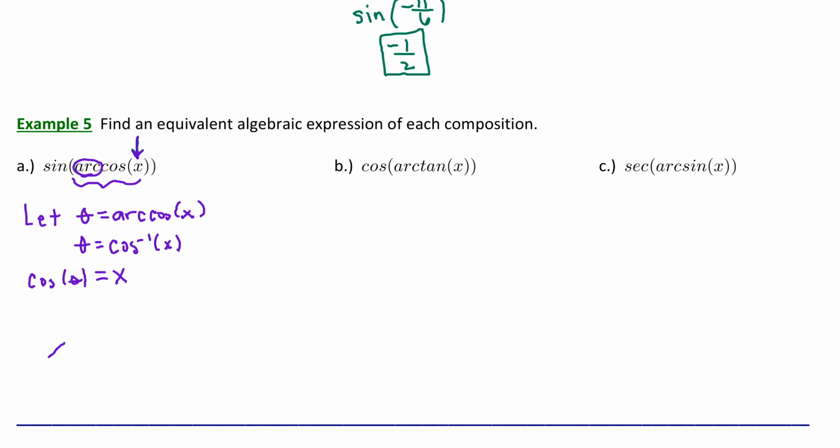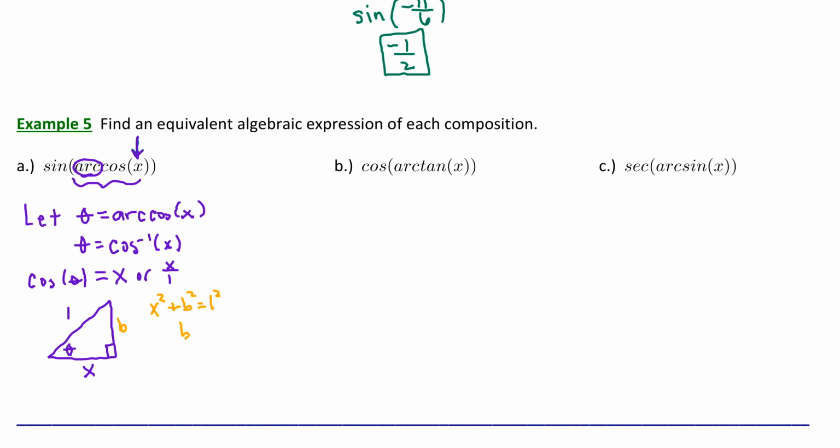Let's imagine theta as an angle on a right triangle. So I'm going to put theta here. This is a right triangle. Cosine is adjacent over hypotenuse. Well, I can think of that x as x over 1. So the adjacent side would be x and the hypotenuse would be 1. We can then figure out the vertical segment of this right triangle. I'm just going to call it b and apply Pythagorean theorem. We have x squared plus b squared equals 1 squared.